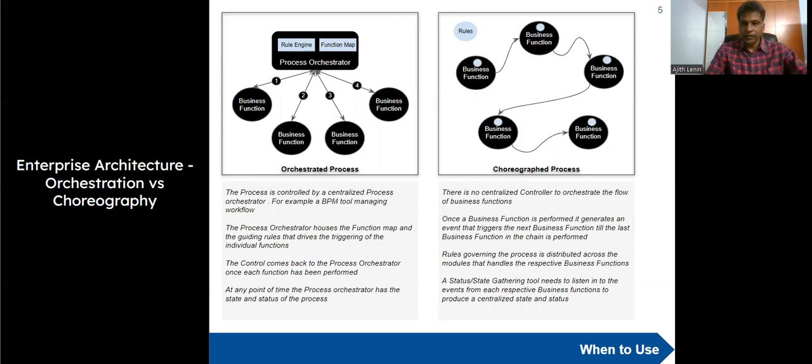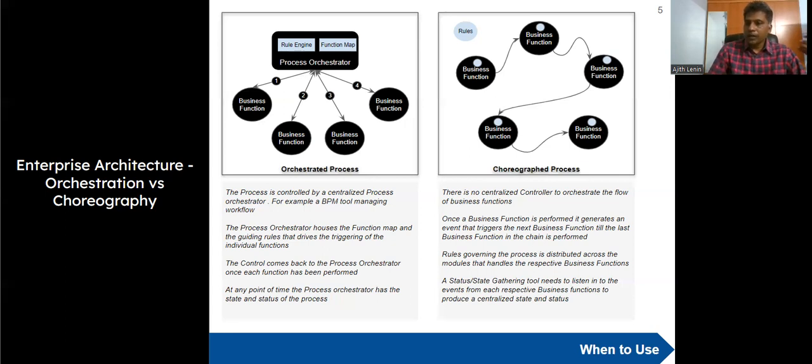We'll come to that later in this video. And when we look at a choreographed process, there is no centralized orchestrator. Each business function, once it performs its job, triggers an event which somebody else listens to and performs a function, and then it also generates an event and goes through a chain of business functions. So the key thing is there is no centralized place where the whole flow is controlled.